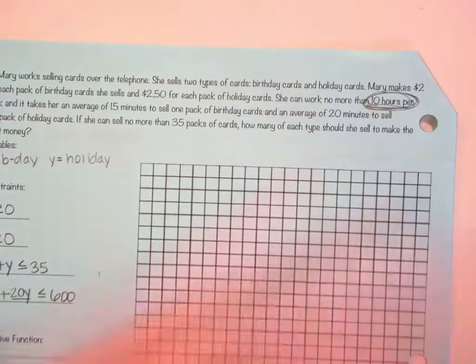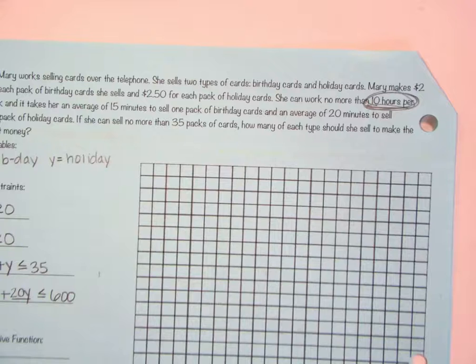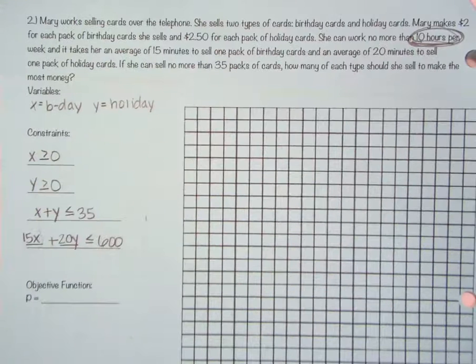Okay, but make sure you're careful about that. 10 hours is 600 minutes. So the individual constraints will usually be like an amount of the X and Y, not like time.